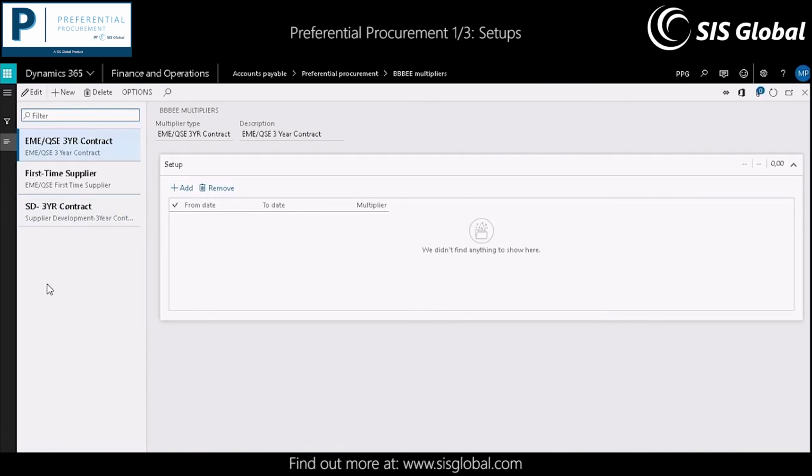Now that we've reviewed the base setups, in our next video, we can take a look at creating preferential procurement details for vendors.